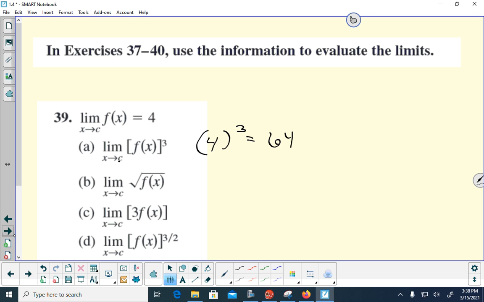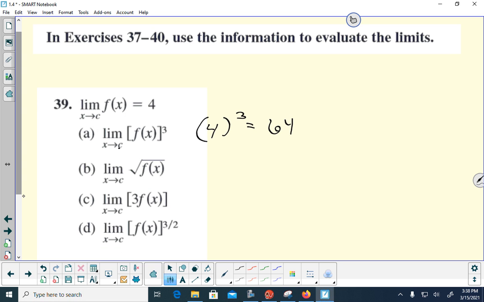The next one, I want to find the limit of the square root of f of x as x approaches c. So that's going to be the square root of 4, which will be 2.